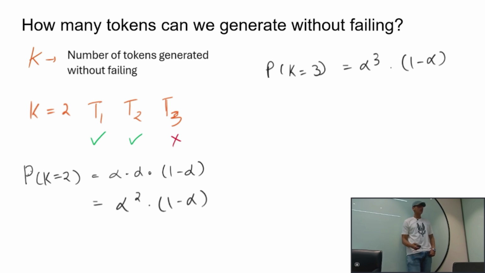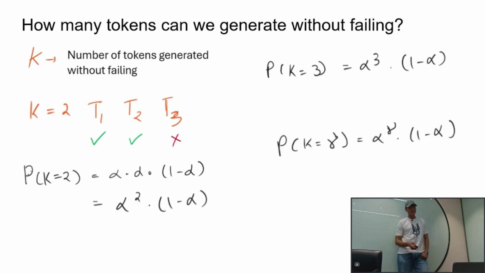If I have to do this for k equal to 3, that is generating 3 tokens without failing, it would be alpha cubed into 1 minus alpha. If I have to check for lambda tokens without failing, it would be alpha to the power lambda into 1 minus alpha.